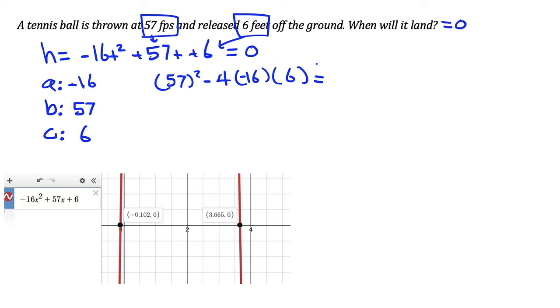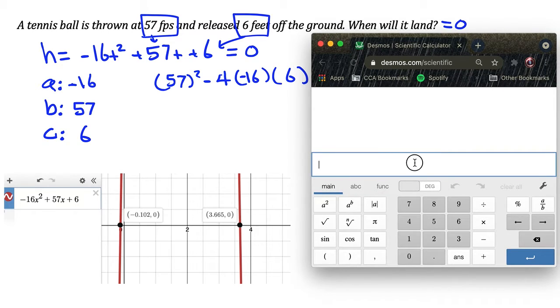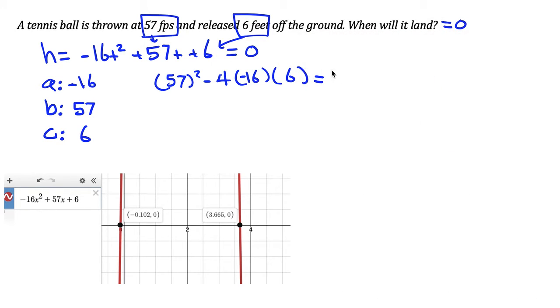All right, so let's go ahead and calculate that. Where's my calculator? Here it is. What do we got here? We got bracket 57, close the bracket, square it. And then we're going to go minus 4 times negative 16, close the bracket, new bracket, 6. There we go. Holy cow, 3633. Holy potatoes, that's a big number. So our discriminant is 3633. So obviously that's positive, so we got to find two solutions.